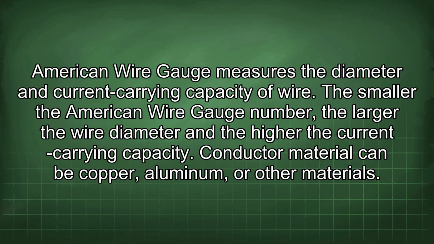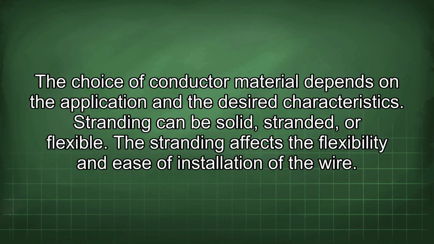American wire gauge measures the diameter and current carrying capacity of wire. The smaller the American wire gauge number, the larger the wire diameter and the higher the current carrying capacity. Conductor material can be copper, aluminum, or other materials. The choice of conductor material depends on the application and the desired characteristics.